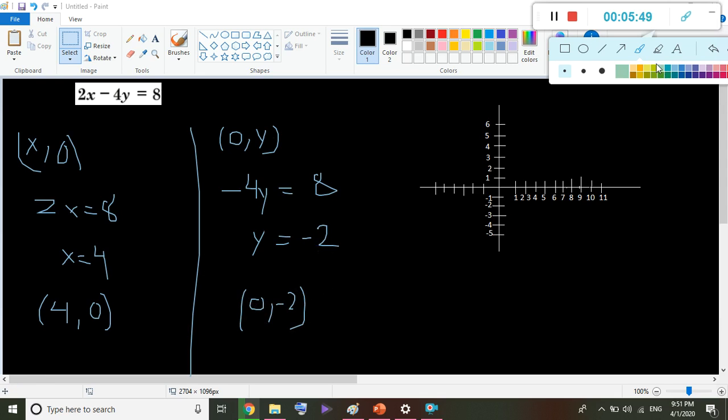Now we're just going to plug them here. So it's going to be (4, 0) over here, the first point. Here's the second point, (0, negative 2), which is over here. And then we're going to draw a line that passes through these 2 points, which is this line. Okay, let's check our answers together.